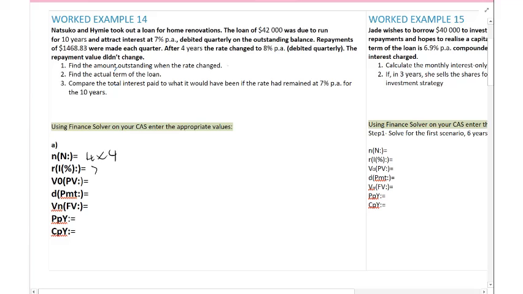My interest rate is 7. My V0 is 42,000. My repayments are minus 1,468.83. But this is where I'm after the final value. I want to know what it is, that thing. That's going to be a negative number, and that's going to be 4 here.